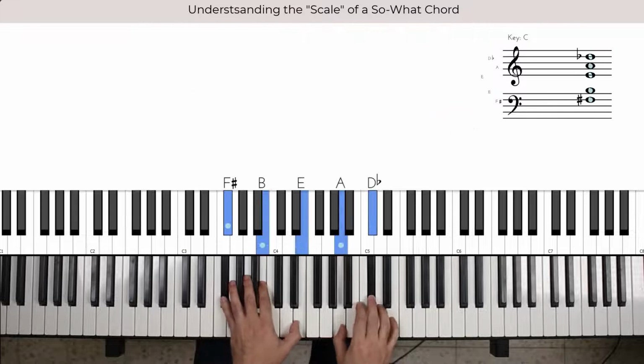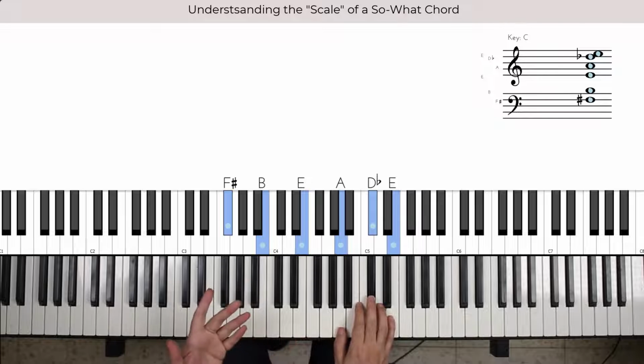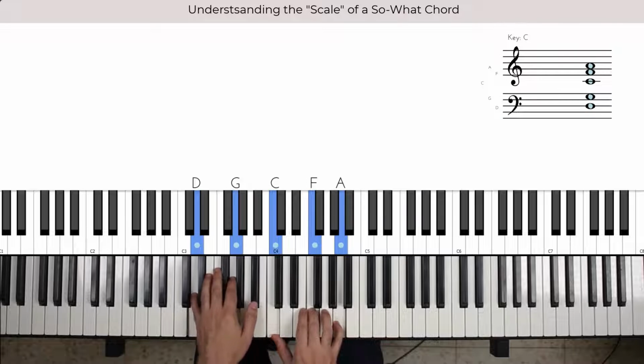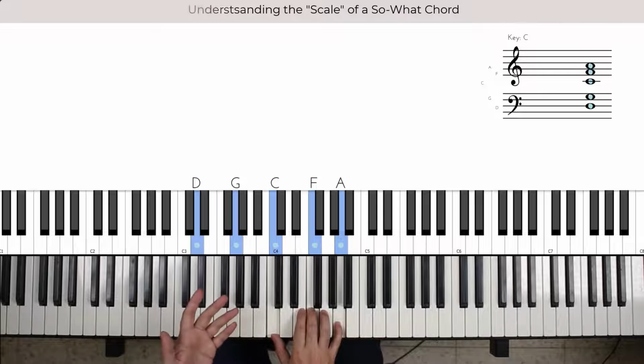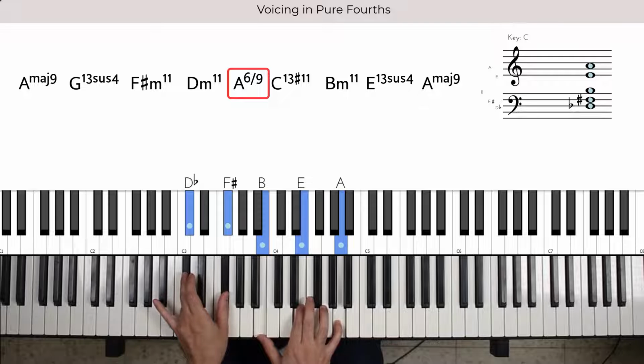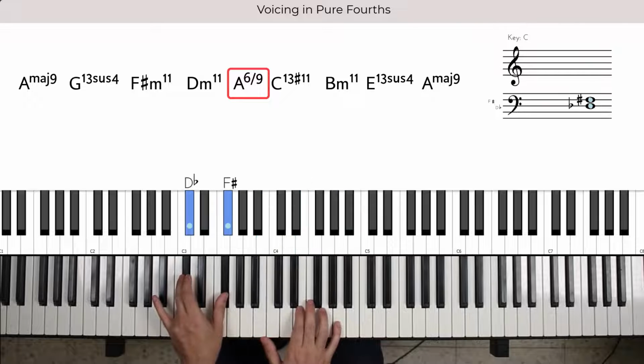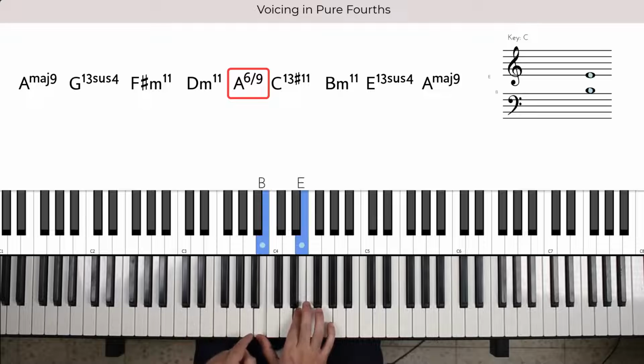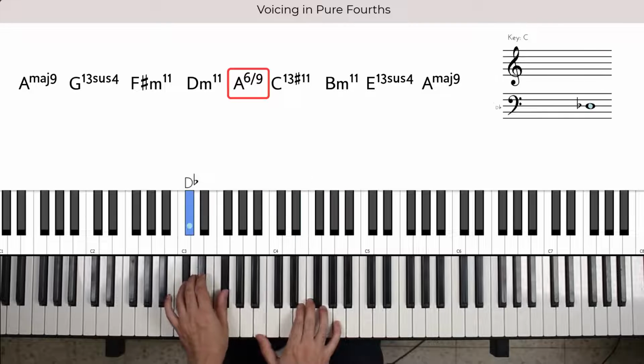In our progression, the so what chord assumes the role of an F sharp minor 11, and this is followed by a D minor 11, again using a so what chord voicing. This is then followed by an A major 6, 9, which is played like this. Now this time, notice our voicing is one made up entirely of fourths. So we have, starting from C sharp, a perfect fourth, perfect fourth, perfect fourth, and a perfect fourth.